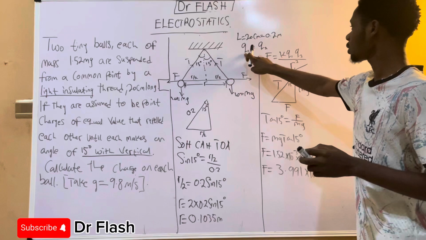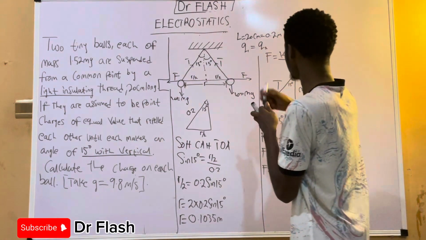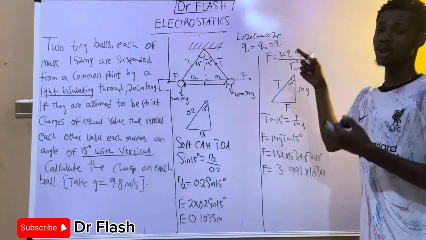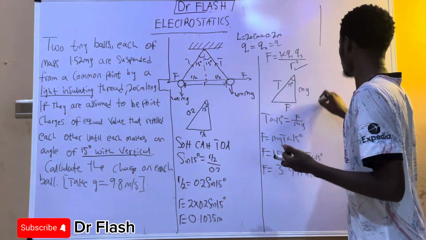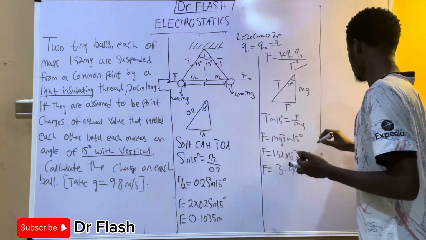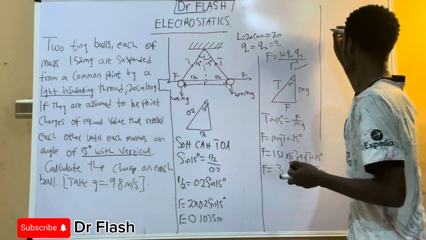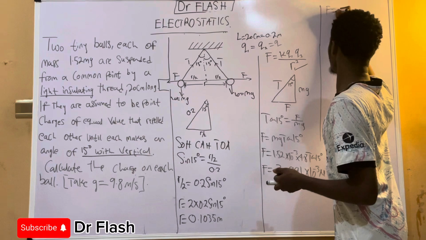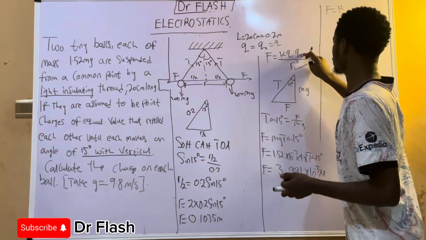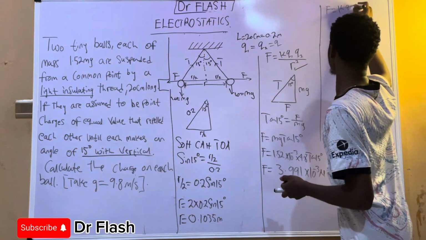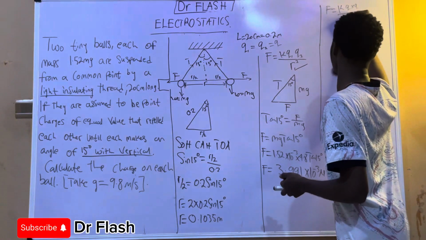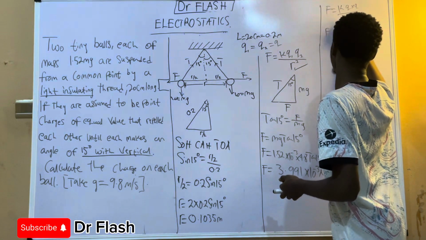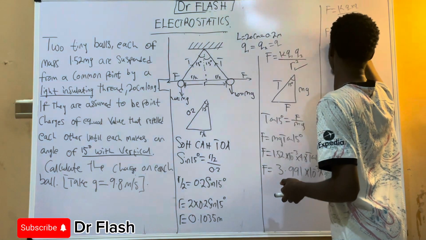Now since Q1 equals Q2, we can simply equate them to Q, so that when we multiply Q1 and Q2, we get Q squared. So from here we see that F is equal to K times Q1 and Q2, which are equal to Q, so we're going to have Q times Q divided by R squared. So F is equal to KQ squared over R squared.